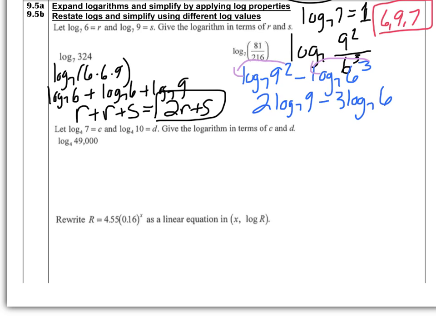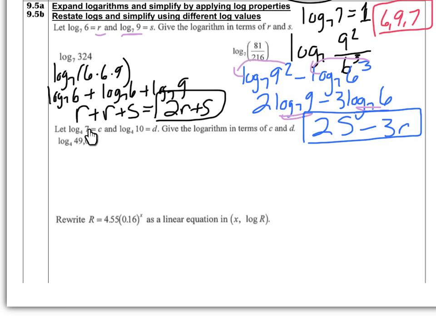Again, what we've just realized hopefully is we know log base 7 of 9 is an s. Log base 7 of 6 is an r. So what we can do is we can rewrite this as 2 times s minus 3 times r. And that's the answer. Now this next one is very similar, but they've changed the numbers up.